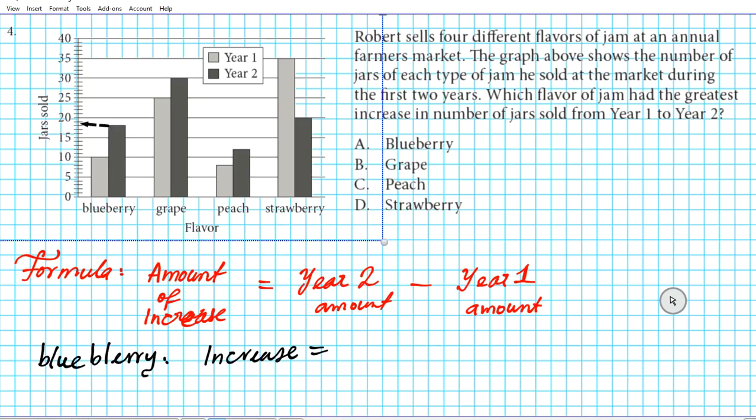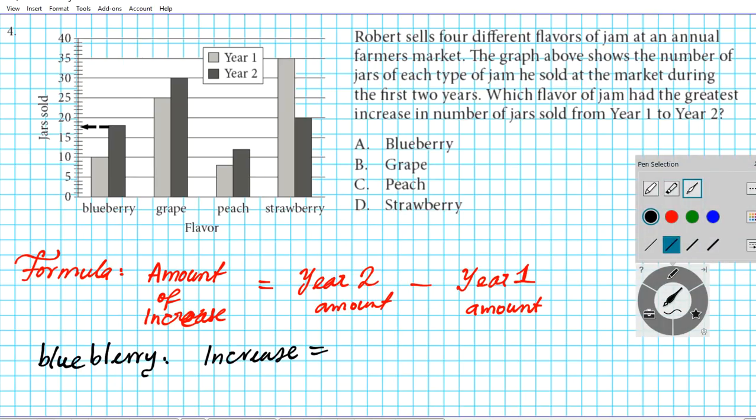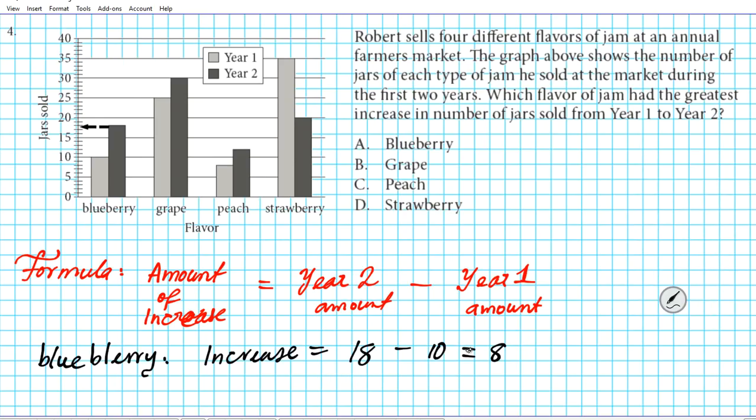If you do it with your pencil or your graphing tool, it's easier to see exactly what it is. So it's around 18. That's fine, it's not going to be a problem. So year 2 is roughly 18, and then we subtract year 1, which is clearly 10. 18 minus 10 is 8. So this is the increase from year 1 to year 2 for blueberry.